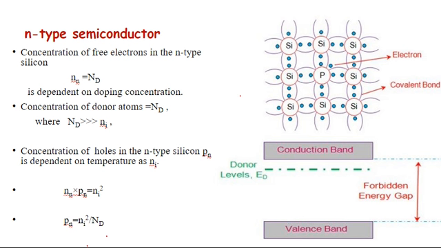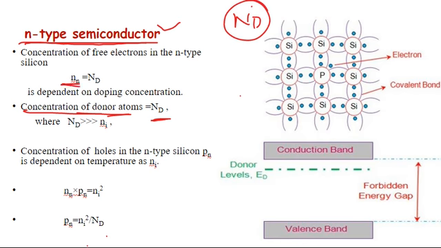So N-type semiconductor, let's discuss it in detail. As I said, in an N-type semiconductor, the number of pentavalent impurities is more. Here the concentration of pentavalent impurity or donor atoms is represented by Nd. Now we can say the concentration of free electrons, with subscript N for N-type semiconductor: Pn is the concentration of holes inside N-type, and Nn is the concentration of electrons inside N-type.